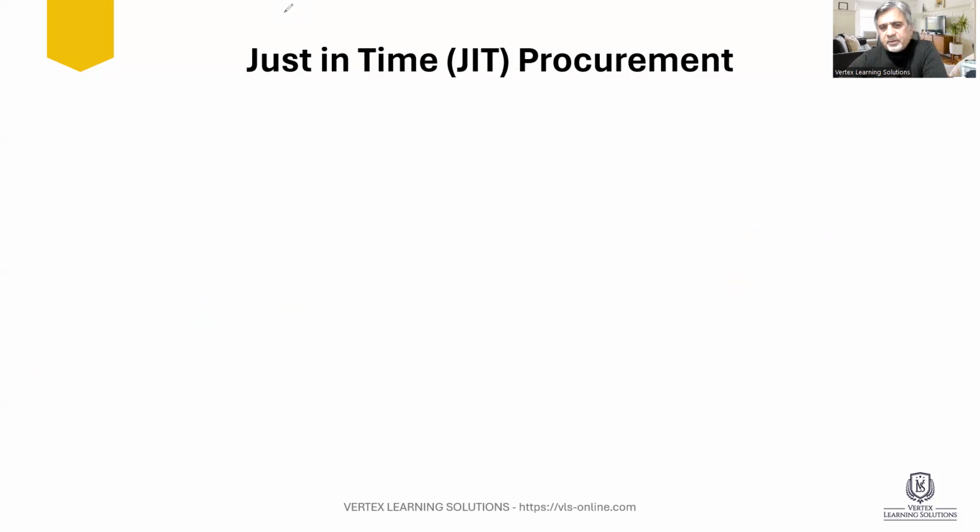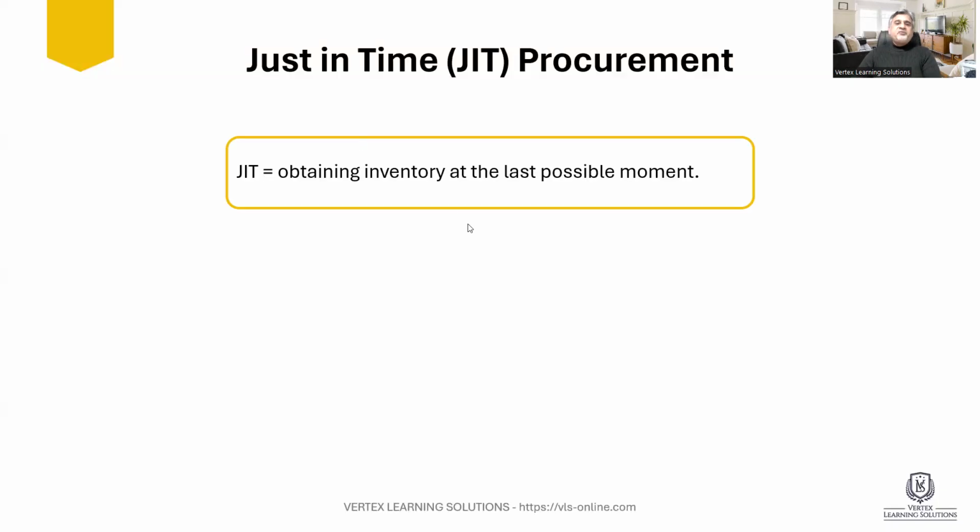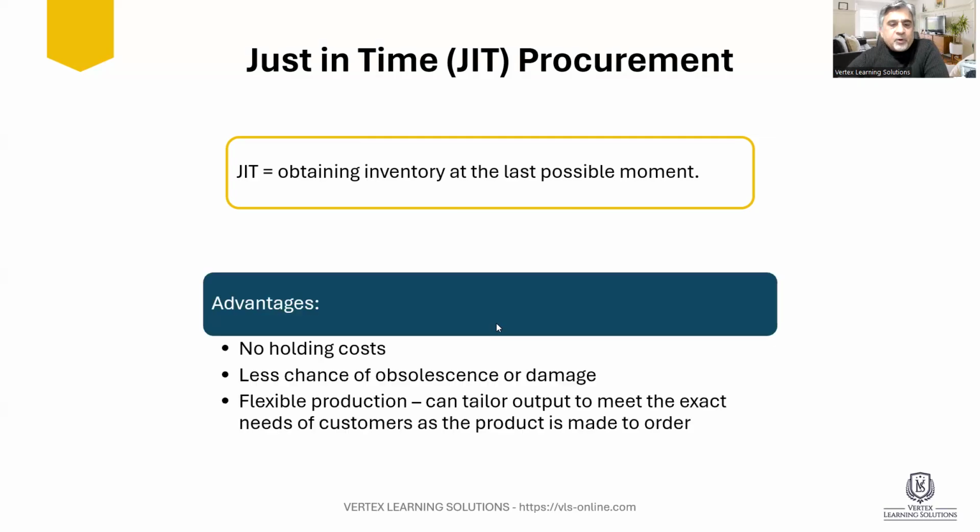Now let's see some facts about it. It says JIT is obtaining inventory at the last possible moment. We don't have any intention of keeping it in our warehouse for 30 days. Advantages are no holding cost, because we are not keeping it in the warehouse, so you are eliminating the holding cost altogether. Less chance of obsolescence or damage, because goods will not become obsolete since they don't remain there. And damage and insurance is not needed. Flexible production: you can tailor output to meet the exact needs of the customer, as the product is made to order.